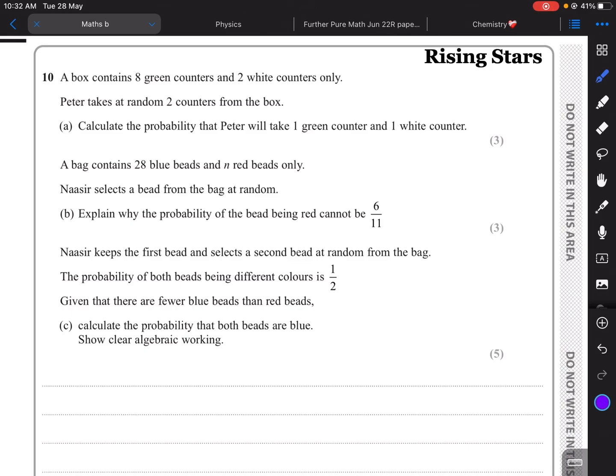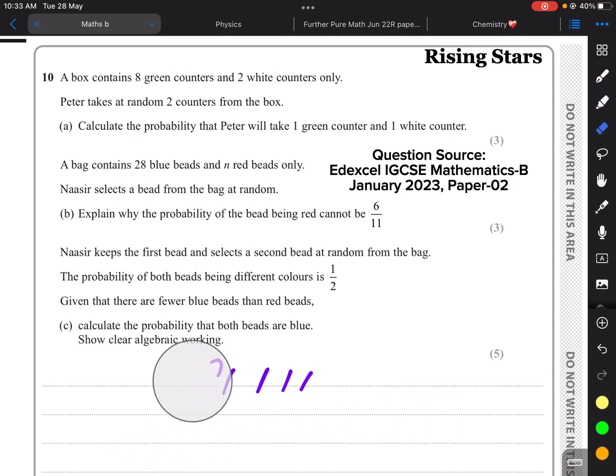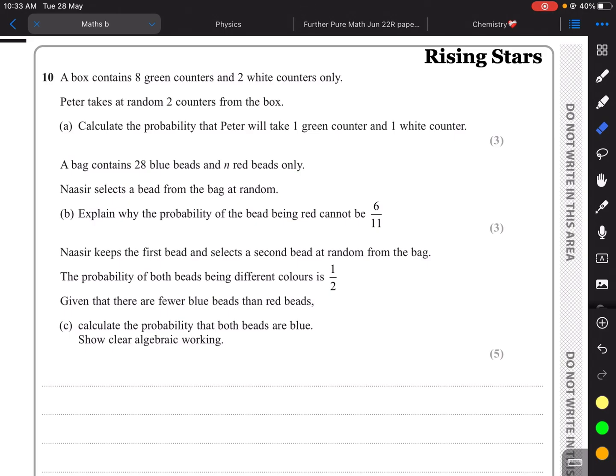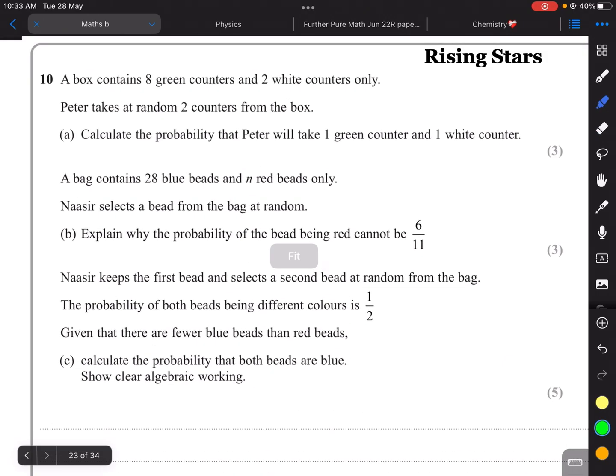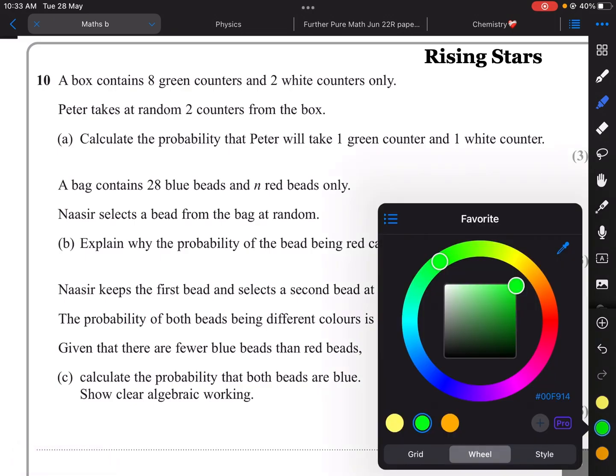Hello everyone. So this question is on probabilities. Basically my students have been requesting me to make solution videos on problems like this from probabilities. This video is basically for all of you who are struggling with probabilities and tree diagrams. So let's read the question.